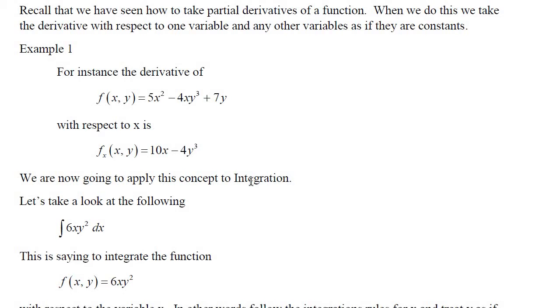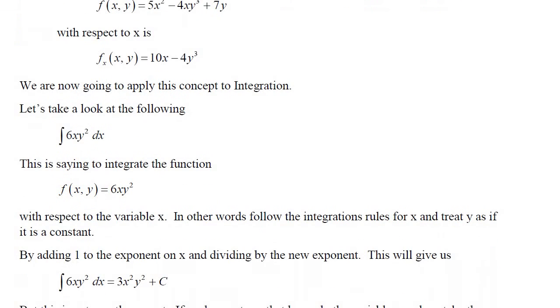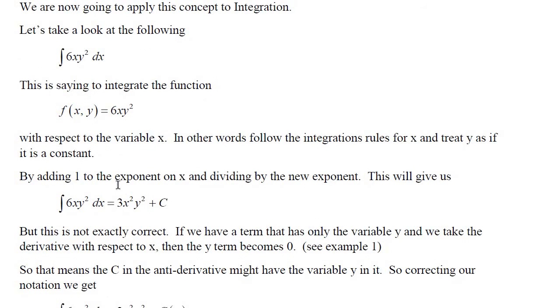Now what we're going to do is apply this concept to integration. So let's take a look at the following integral. We have the integral of 6xy squared dx. What this is saying is we want to integrate the function 6xy squared with respect to the variable x. In other words, the integration rules are going to apply to x, and we're going to treat y as if it is a constant. So doing that, adding 1 to the exponent on x and then dividing by the new exponent, that will end up giving us 3x squared y squared plus c.